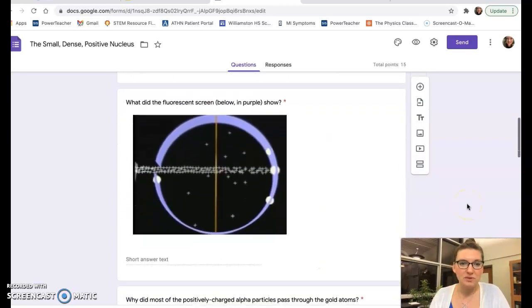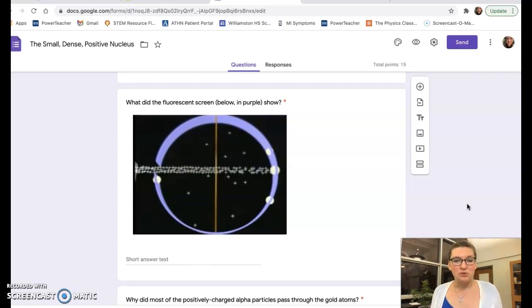So most of the alpha particles went through, but a few bounced off or were deflected, is the correct answer there. So what did the fluorescent screen show? So the fluorescent screen, remember these are radioactive particles. They're called alpha particles, which is essentially a helium atom with 2 protons, 2 neutrons, and no electrons in this case. But if it was a regular helium atom, it would have 2 electrons to balance out those positive charges. So this fluorescent screen lights up wherever it's hit by an alpha particle.